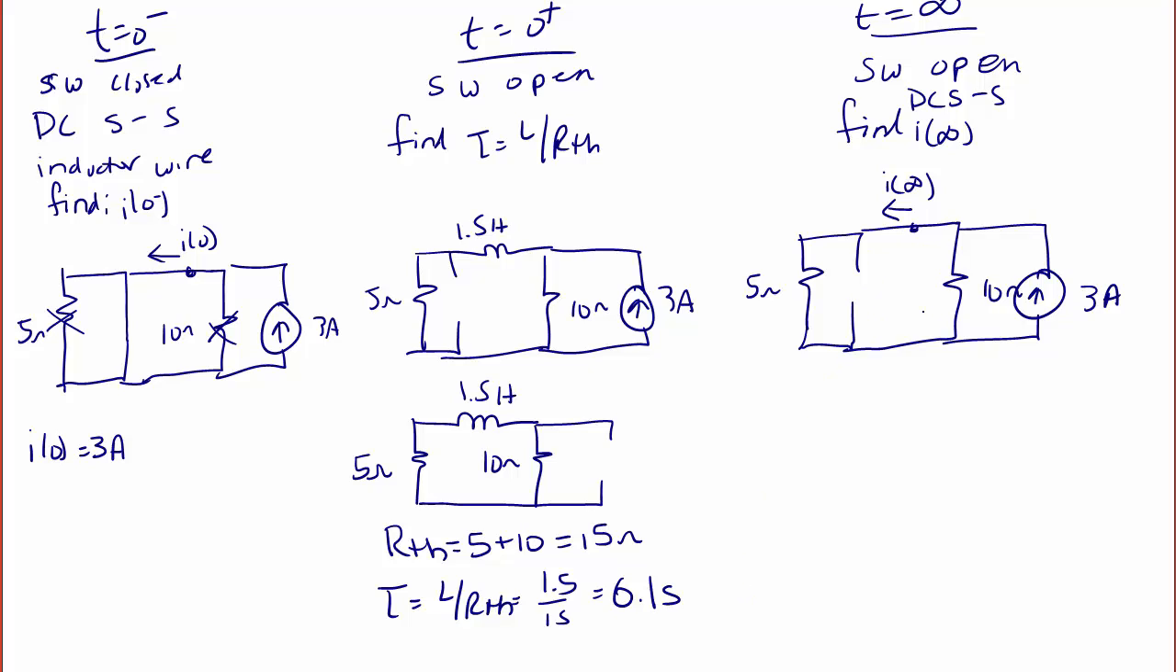At my I of infinity circuit, you should see here that I have 3 amps, which feeds a 10 ohm and a 5 ohm resistor, and the shorted inductor is in series with the 5 ohm resistor. So I of infinity is equal to the current through the 5 ohm resistor. If I use the current divider, that's 5 in parallel with 10 over 5 times 3. So I of infinity is equal to 2 amps.